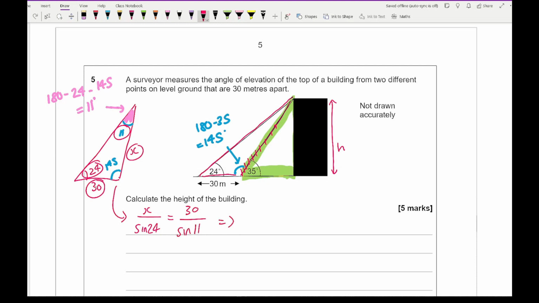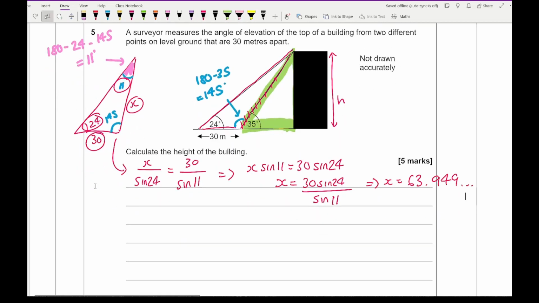So then doing a bit of cross multiplying, I get x sine 11 equals 30 sine 24. And so x equals 30 sine 24 divided by sine 11. So then working that out, I get an answer of 63.949.